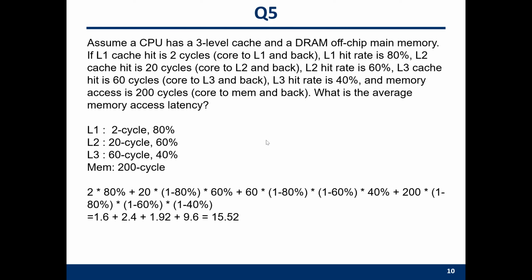In these memory accesses, 40% will hit in L3, so they will pay 60. And all the other memory accesses will pay 200. Again, we have 4 parts: hit in L1, hit in L2, hit in L3, and in the memory. Questions?